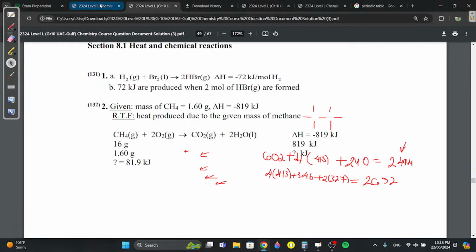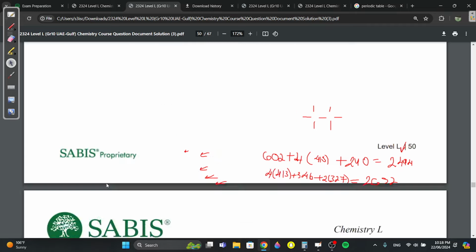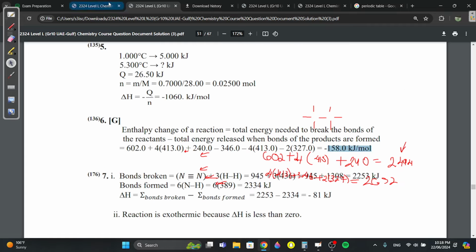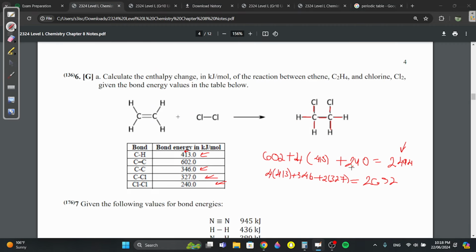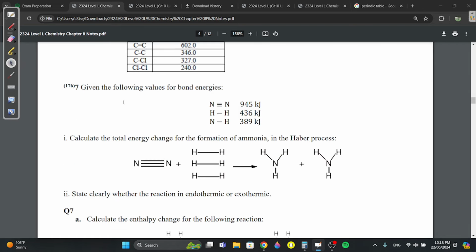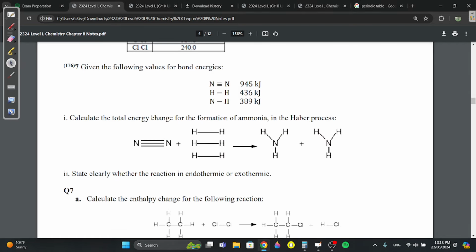Is that correct? What question is this? Negative 158. Okay, yeah. And if they ask you to calculate the enthalpy change, make sure to put in the unit. Maybe it comes written. I hope it doesn't. I mean, even if it does, it's very easy. Given the following values for the bonds, calculate the total.